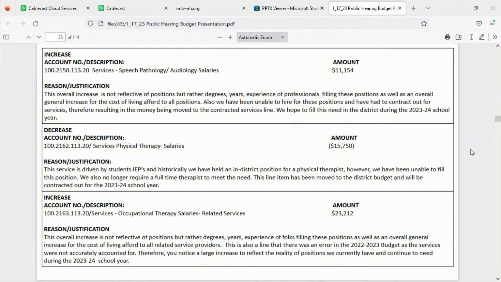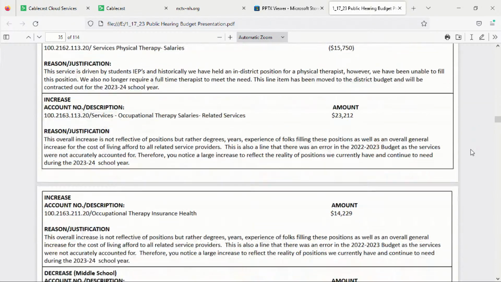Same with physical therapy, it is a decrease, and that talks about contracting that out for next year. Occupational therapy is an increase, and that is again not reflective of positions, but rather degrees and years of experience.